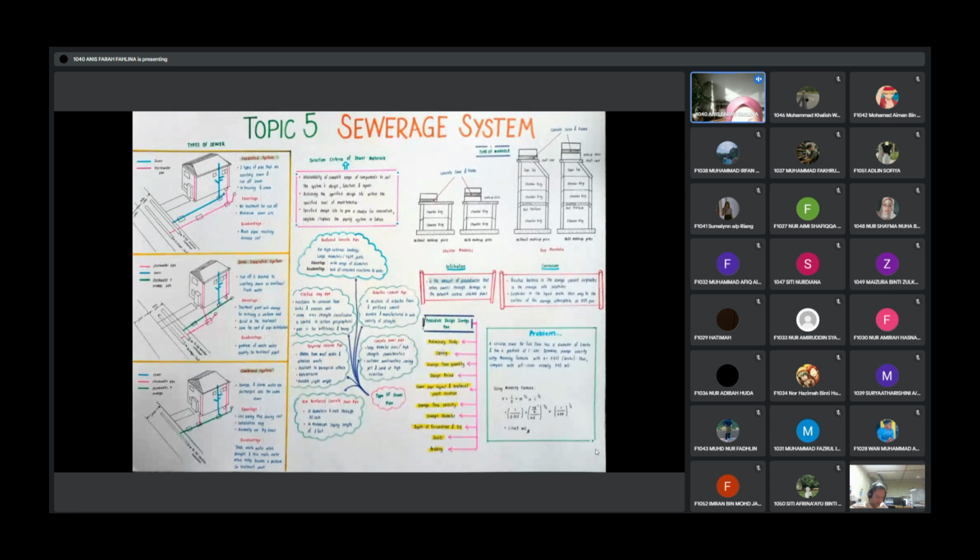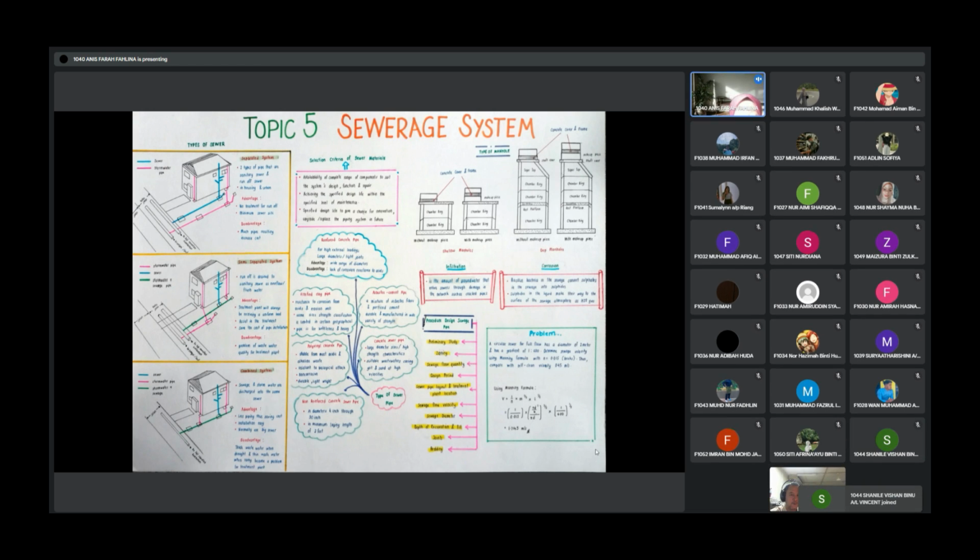There are explanation of selection criteria of sewer material. Next, there are six types of sewer pipe, and types of manhole are shallow manhole and deep manhole. There are explanation and definition of infiltration and corrosion. Next, the procedure, there are 10 procedures to design sewer pipe, and lastly calculation in this topic.